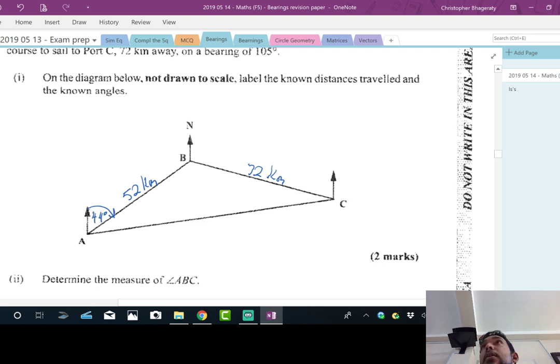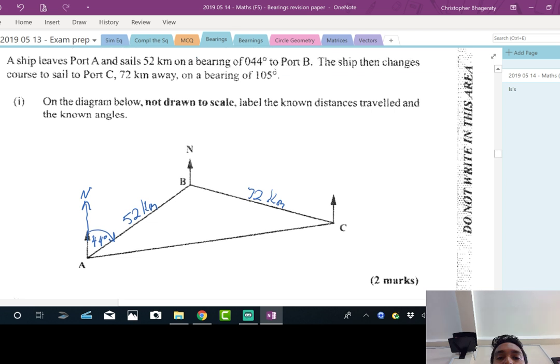Yeah, you could extend the north line. That's actually a good idea. Alright, north. Okay. So that's the first bearing, and the second bearing of 105, that's the bearing of C from B. Alright, so that is 105 degrees.